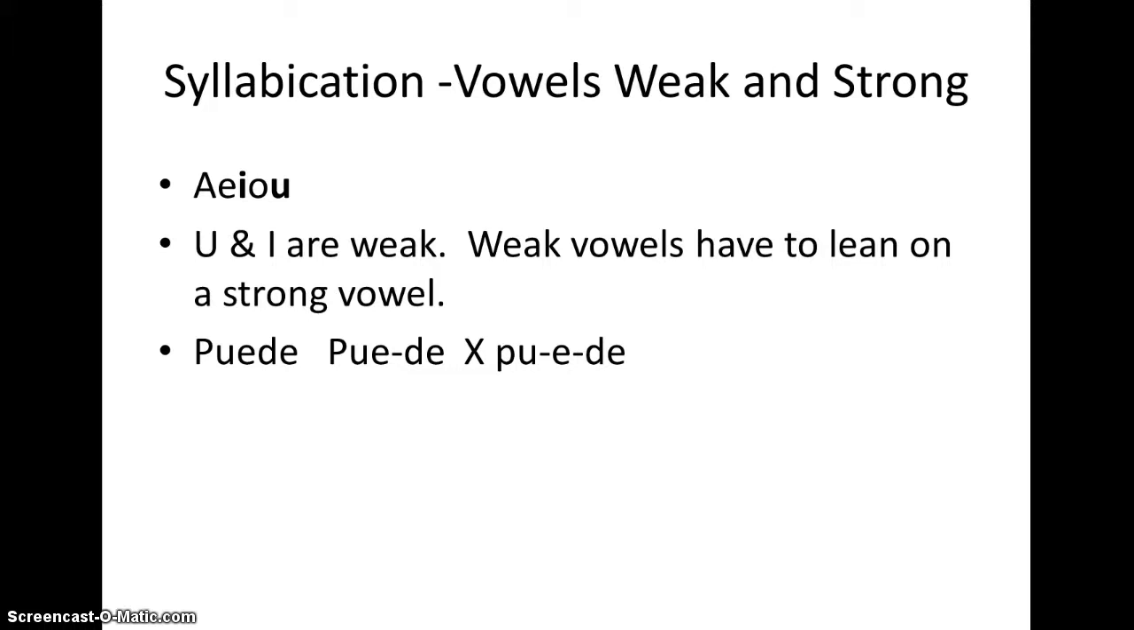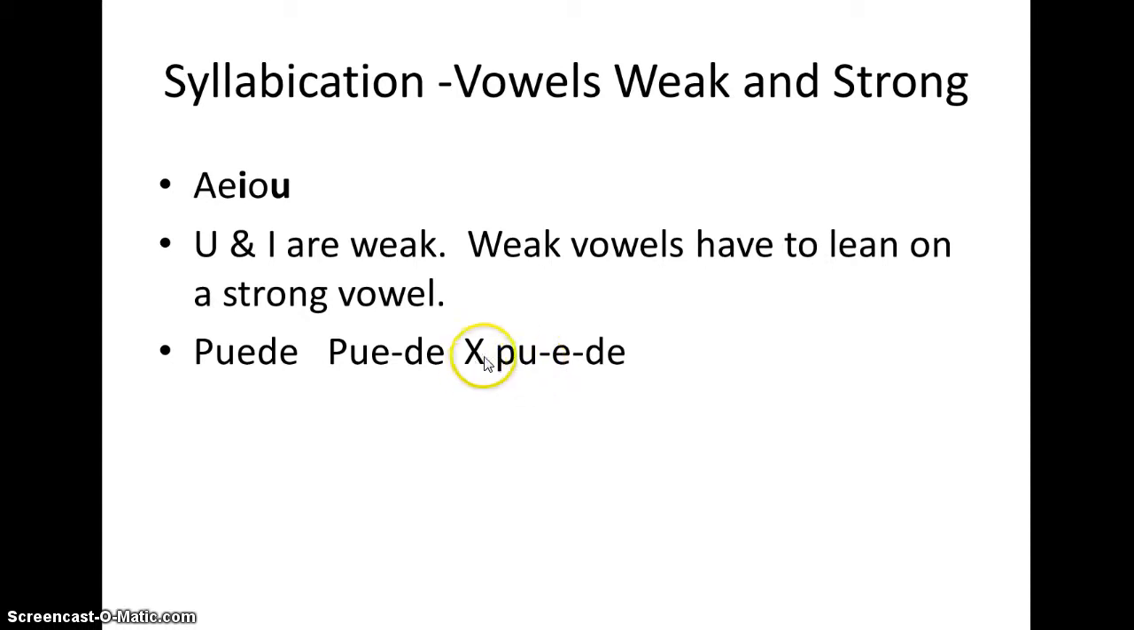The weak vowels are a little different. Being weak, they have to lean on a strong vowel. So the idea is a weak vowel can't be independent. It cannot be in its own syllable. So take a word like puede. You have to ask yourself, would that be three syllables? So in other words, would it be pu, e, de?